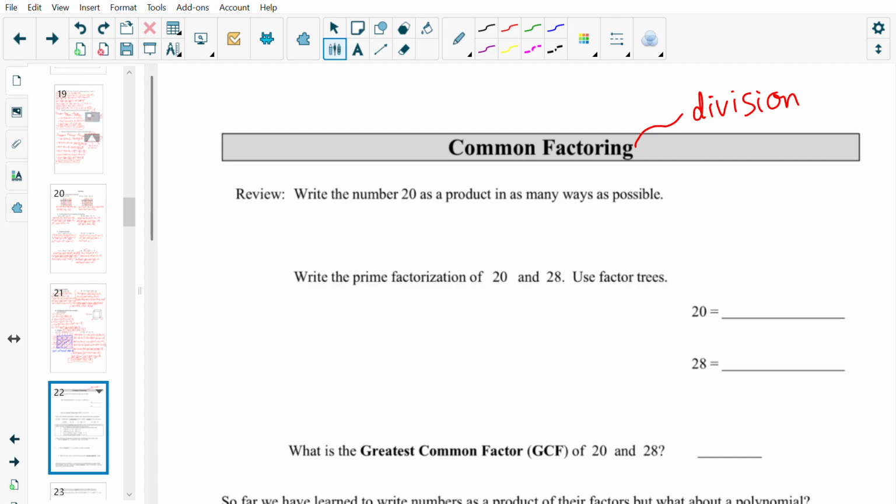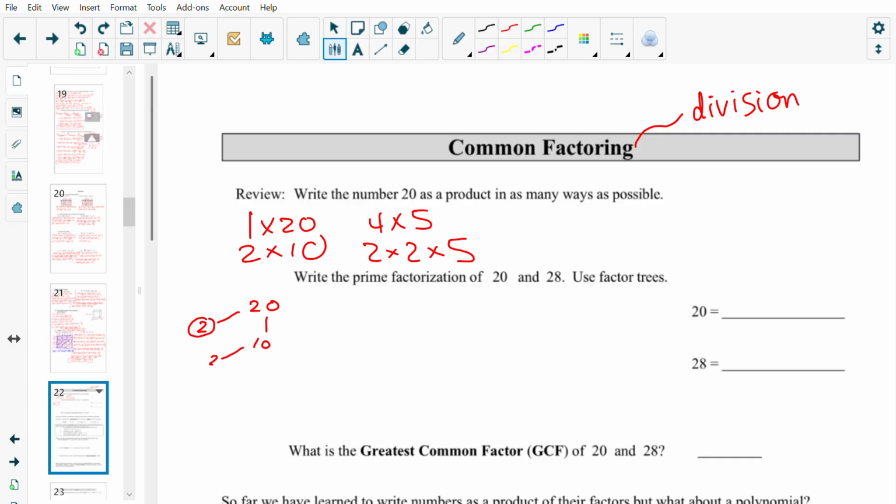Review. Write the number 20 as a product in as many ways as possible. So 1 times 20, 2 times 10, 4 times 5, 2 times 2 times 5 if we're doing prime factorization. Write the prime factorization of 20 and 28. Use factor trees. So 20, I'm going to divide by prime number 2. I get 10. Divide by another prime number 2. I get 5. And there it is. How about 28? Divide by 2, I get 14. Divide by 2, I get 7.